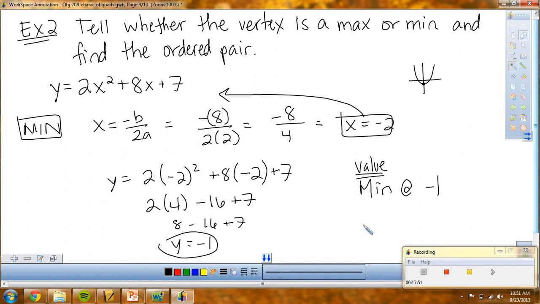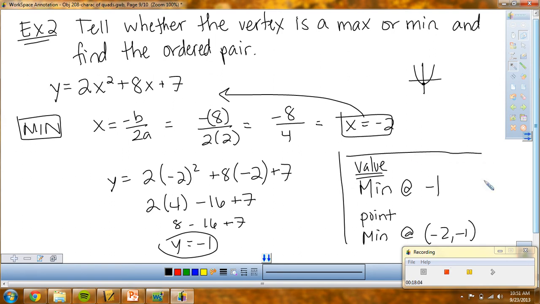But here they're asking for the ordered pairs. So we want to give a point. So we'll say the min at negative 2, negative 1. Okay, so both of these are acceptable. It just depends on how they're phrasing the question.